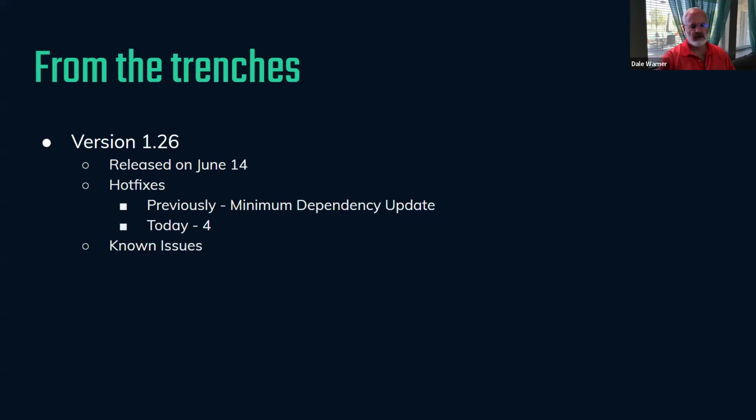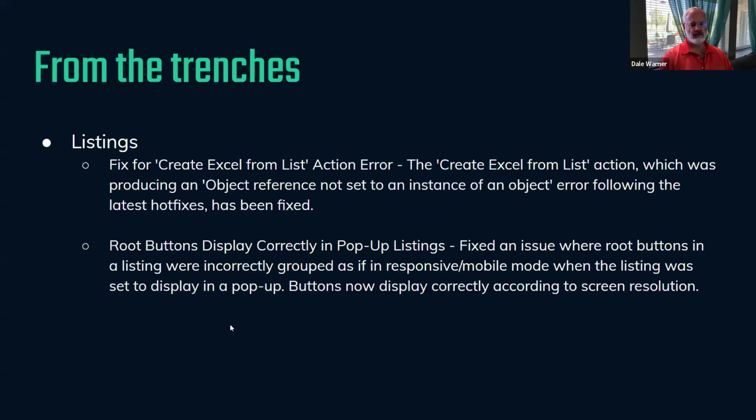Once we were through that upgrade, there are some new hot fixes that are available, and I'm going to talk about those, plus a new known issue with the product that you can avoid easily and save yourself some time. So a couple of things happened in listings. The create Excel from list action was broken, and so it produced an error message, and it has been fixed. So if you're using create Excel from list, it's certainly worth installing.